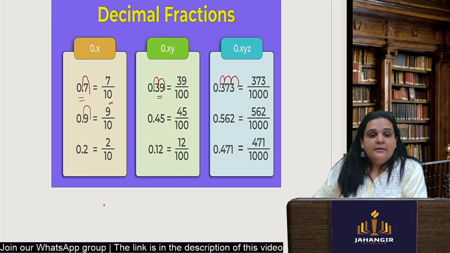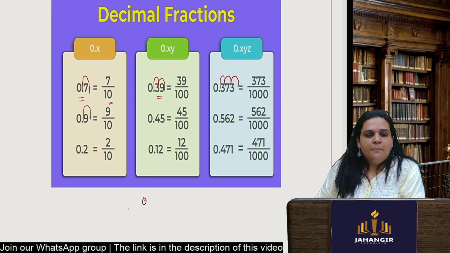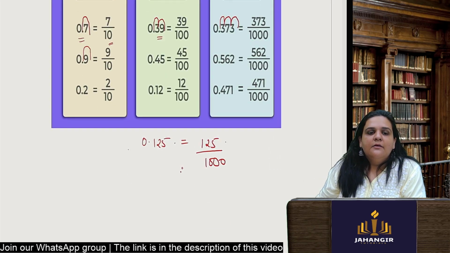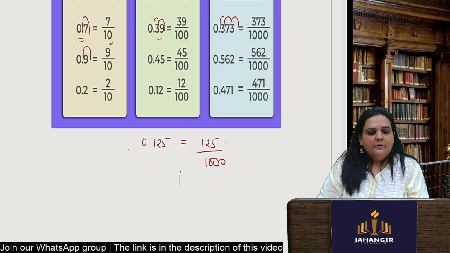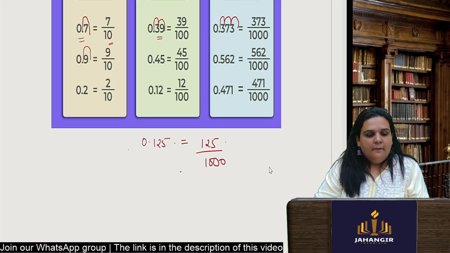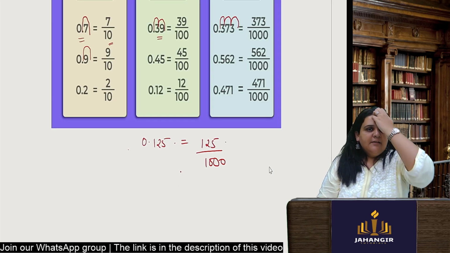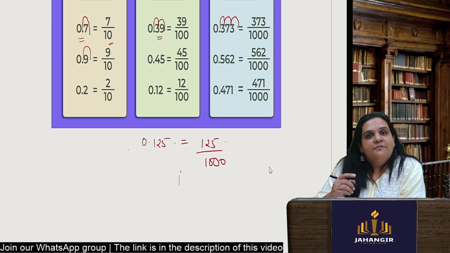Clear? Even there was one sum, you remember, 0.125. We had to convert that into a fraction. So 125 divided by 1000, you can do it this way only. Since they wanted it in the form of a fraction, 125 ones are 125, and 125 into 8 is 1000.